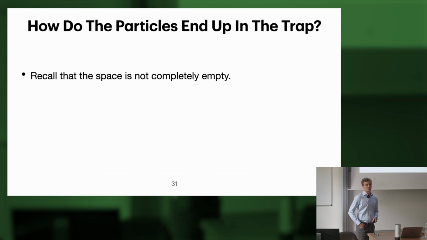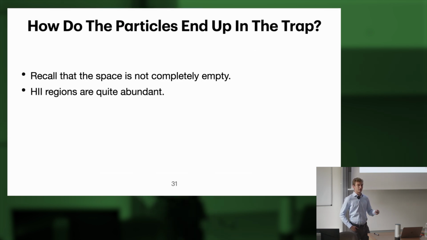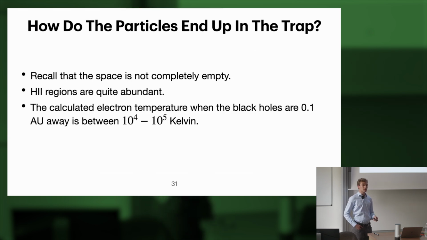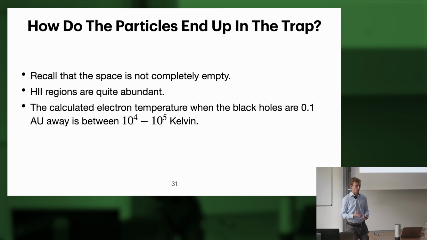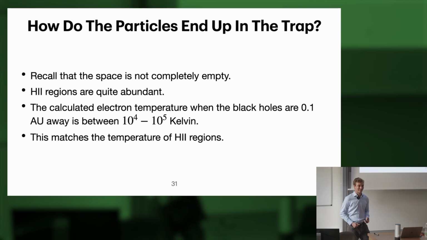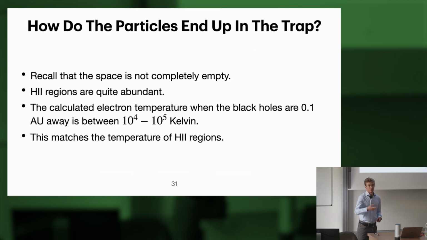Well, recall that the space is not really completely empty, and there are the H2 regions in the galaxies. H2 regions are ionized hydrogen, if anybody from a non-astronomical background is watching this video. And the calculated electron temperature of our trap for particles to be stable when the black holes are 0.1 AU away is between 10 to the 4 and 10 to the 5 Kelvin. So why did I tell you this random fact? Somebody may already say, wow, this is kind of close to the temperature of the H2 regions that we have. So woohoo! We can trap some things in the H2 regions. But I have just set the scene now. How will the process of actual trapping work?